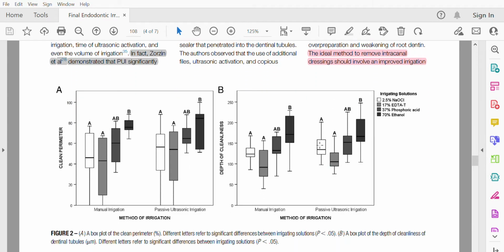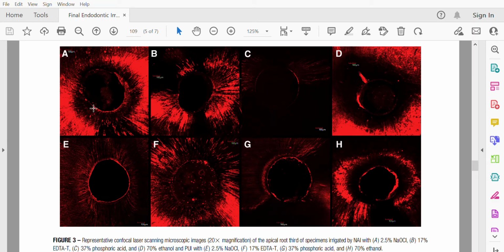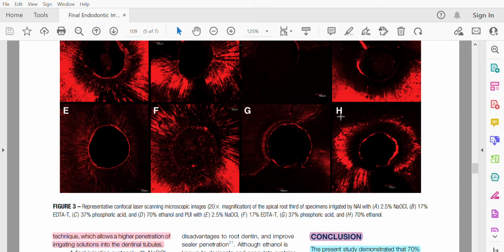In the other image about the difference between activation and non-activation, the first row is without activation and the second row is with activation. D and H are the ethanol, and C and G are the phosphoric acid. There is no significant difference.